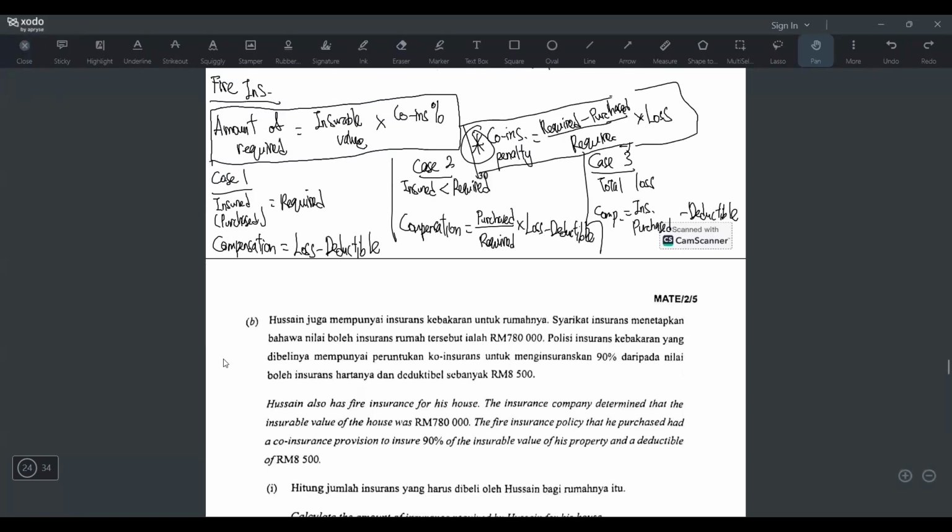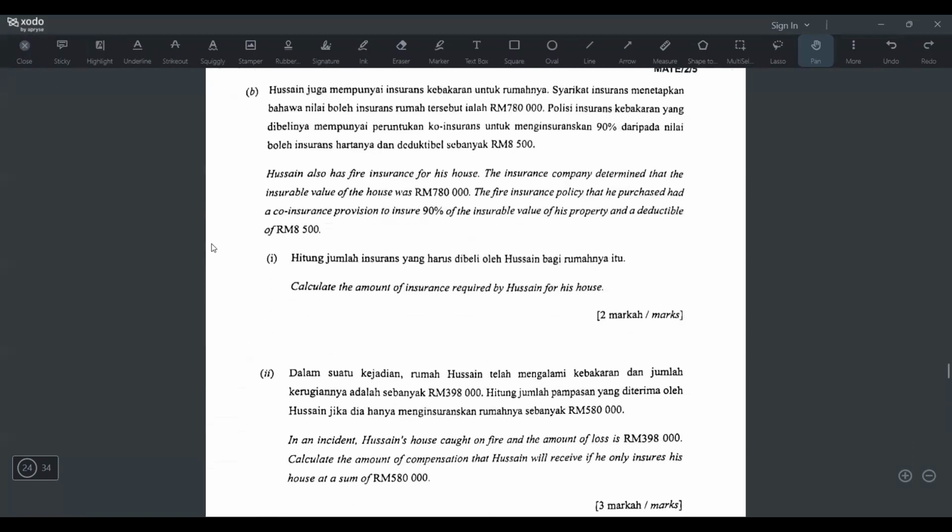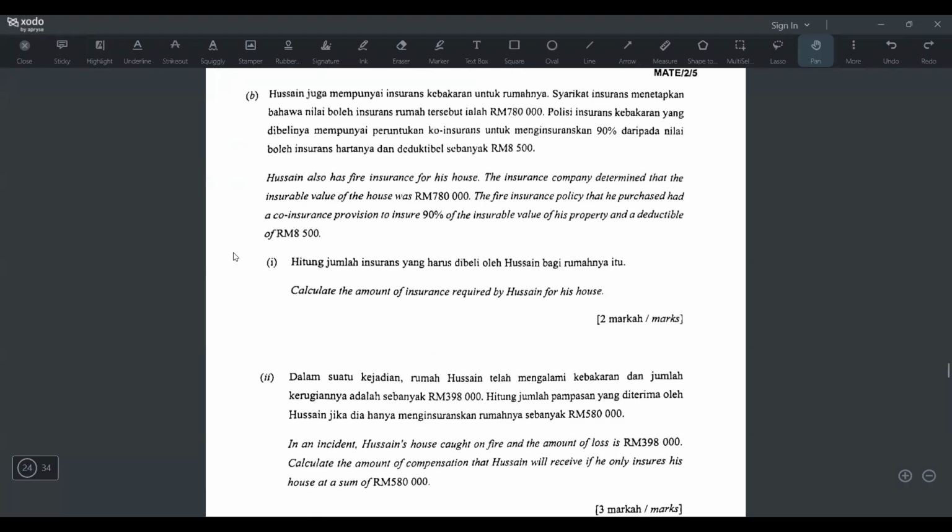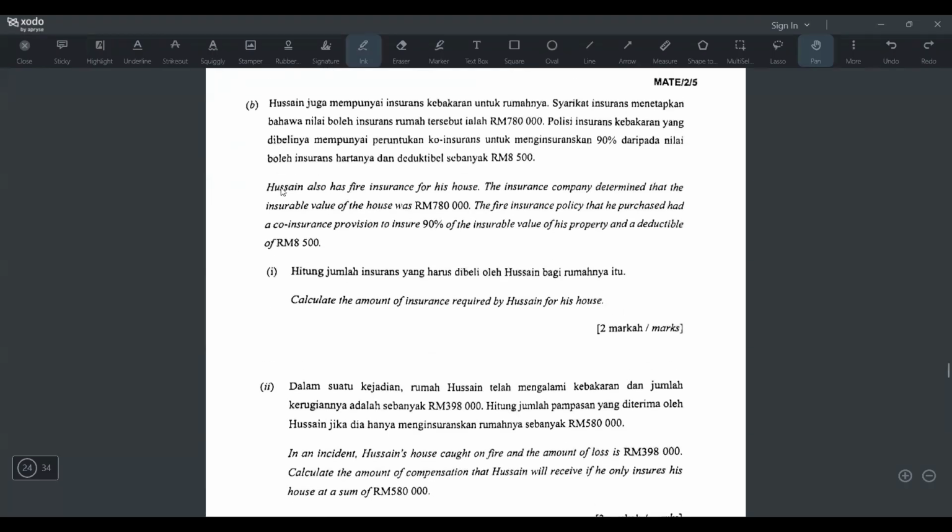Okay, it's okay. I'll explain using the question now. So now you will understand more when I explain using the question. Okay, B. Let's read the question. Hussein also has fire insurance for his house. The insurance company determined that the insurable value is 780,000.